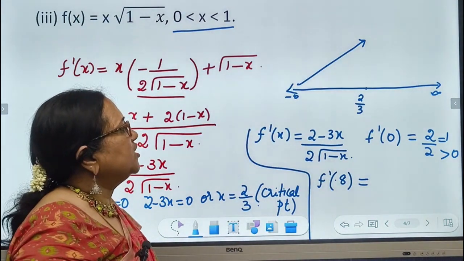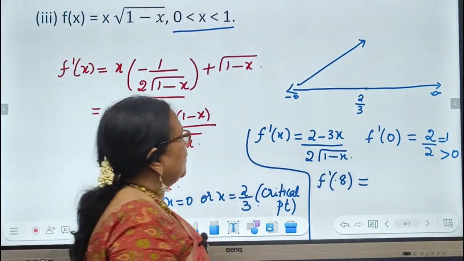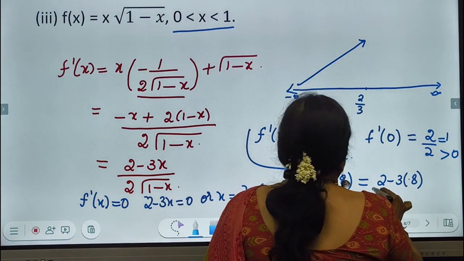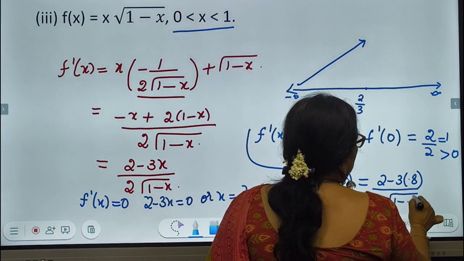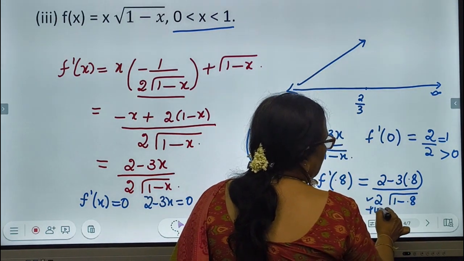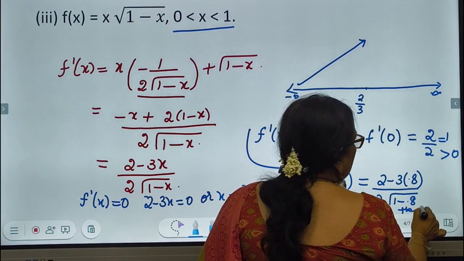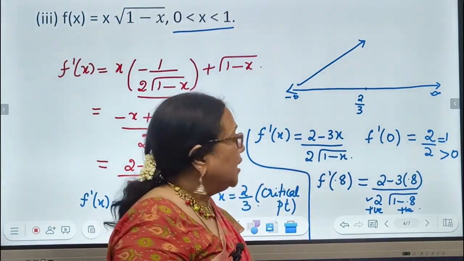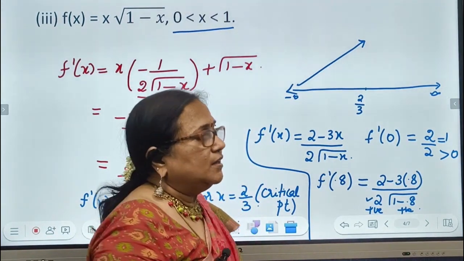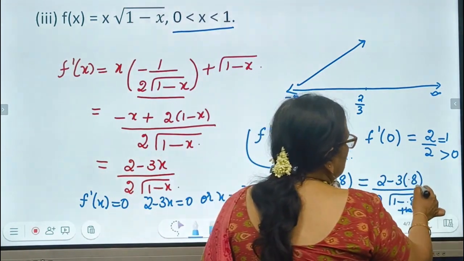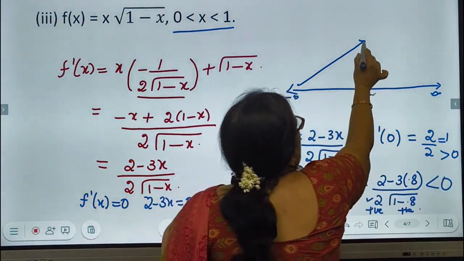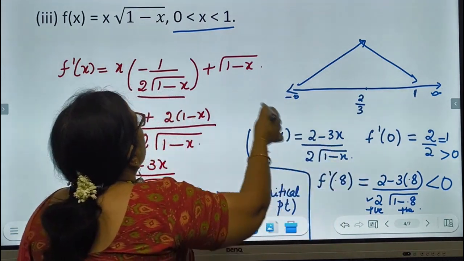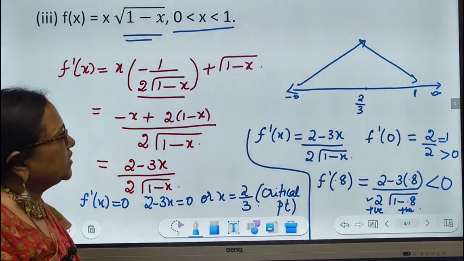2 by 3 you know is 0.6 something, so I am choosing f dash of 0.8. So what will I get? 2 minus 3 into 0.8 by 2 into root of 1 minus 0.8. Root of 1 minus 0.8 is positive. What about 2 minus 3 into 0.8? 3 into 0.8 is 2.4, so 2 minus 2.4 is less than 0. So it is decreasing. It is defined only till 1, because beyond that root of 1 minus x is not defined.